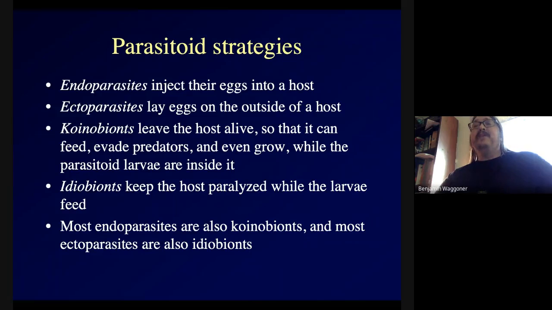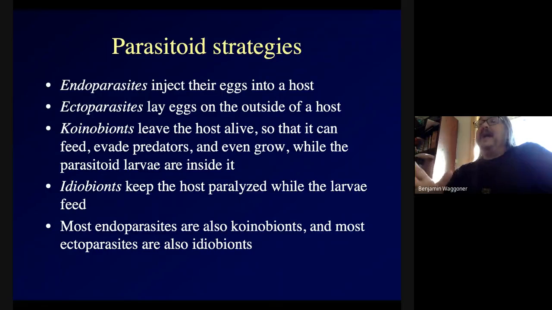There may be some exceptions. I couldn't find any, but most endoparasites are also koinobionts. They'll lay their eggs inside a living host, and the host gets eaten while it's living. And then most ectoparasites are also idiobionts. They'll lay an egg on a paralyzed host and let that hatch into a larva that burrows in and feeds.